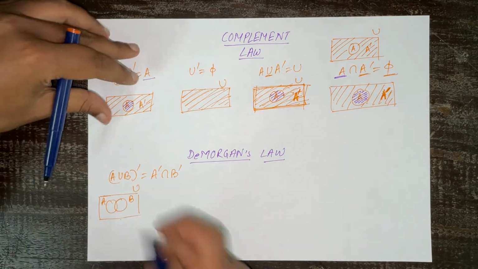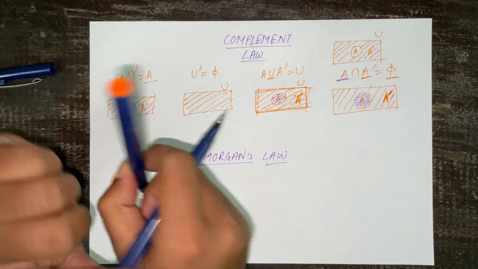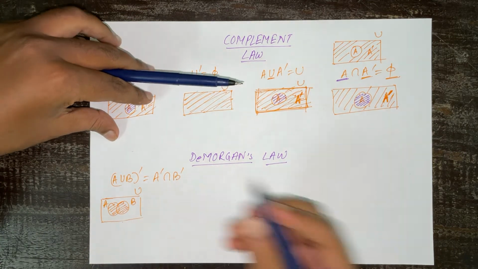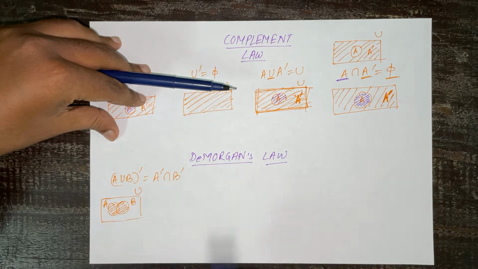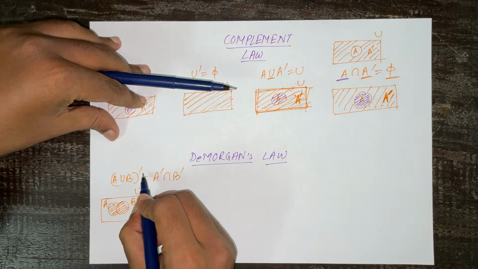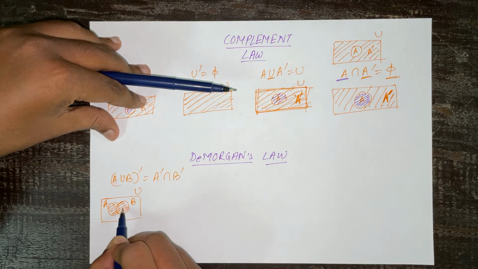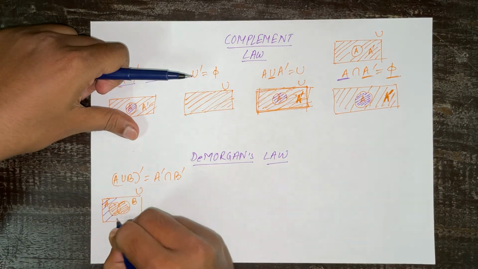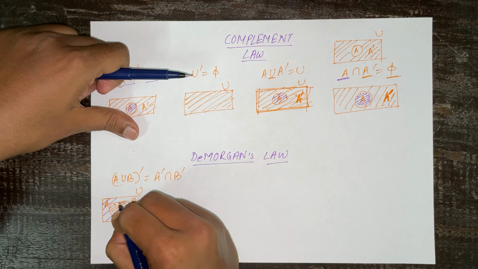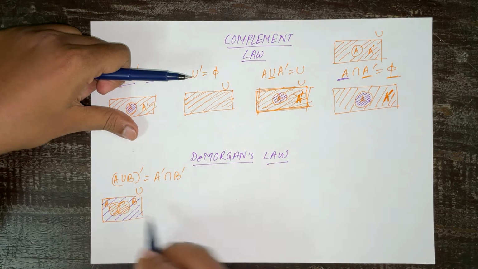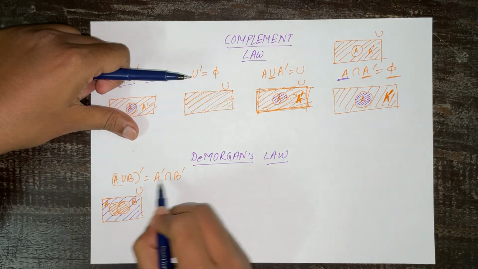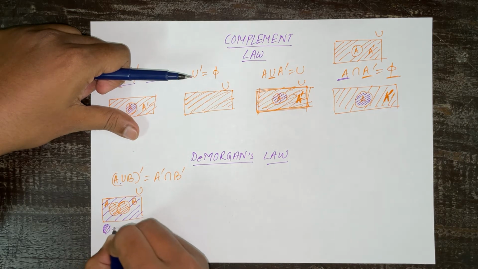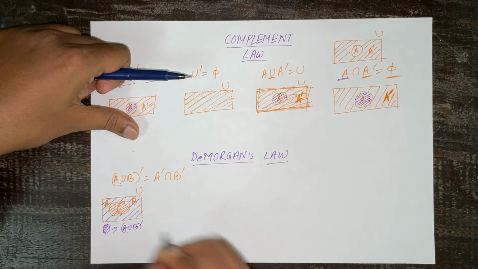What is A union B? Let me show A union B with orange. A union B includes everything inside A and B. This shaded region is A union B. Now what is the complement of A union B? It means other than this A union B region, everything else. If I shade that, I get this purple region. This purple region is the complement of A union B.